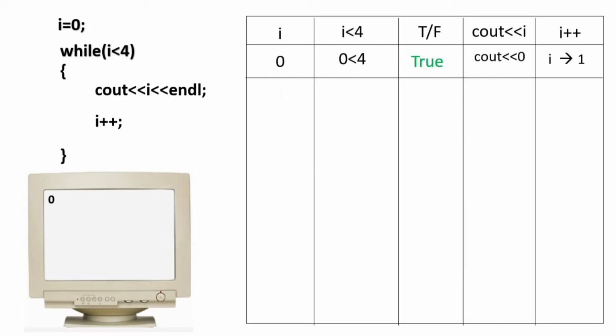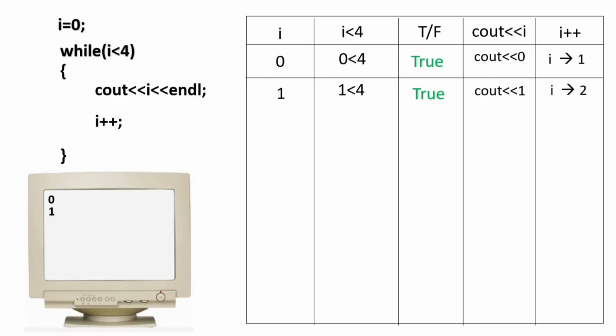Now value of I is 1. 1 is less than 4. The condition is true. Next we have to print the value of I. We are printing 1. 1 is printed in the next line because we have end L, end of line. After printing the value of I, that line will end there. Next value will be printed in the next line. For that reason we are using end L.